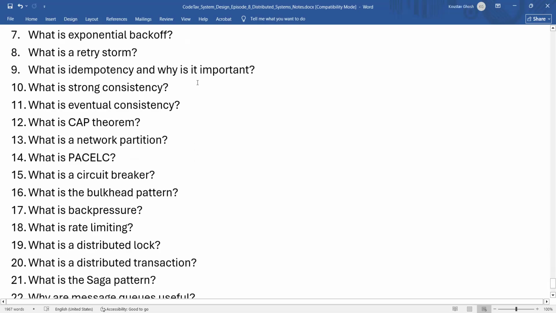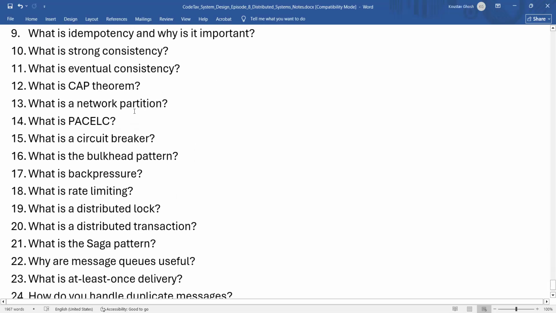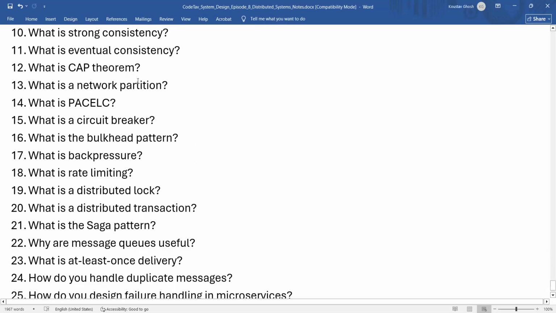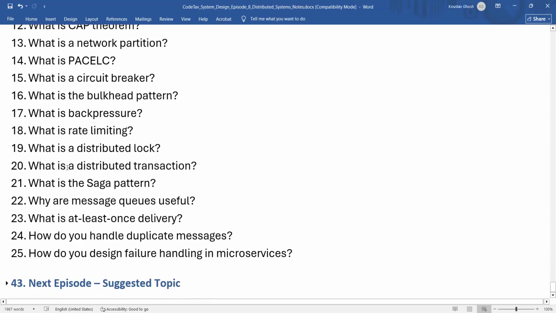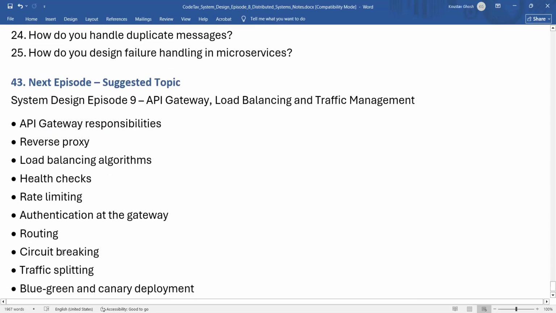What is idempotency and why is it important? What is strong consistency? What is eventual consistency? What is CAP theorem? What is a network partition? What is PACELC? What is a circuit breaker? What is a bulkhead pattern? What is back pressure, rate limiting, distributed lock? What is a distributed transaction? What is the saga pattern? Why are message queues useful? What is at least once delivery? How do you handle duplicate messages? How do you design failure handling in microservices? So these questions are important for this episode.